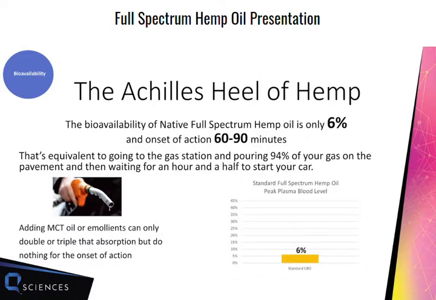Let's talk about the fifth and final pillar of full spectrum oil, which is bioavailability. I've saved the best for last. The Achilles heel of full spectrum hemp oil and hemp oil in general is bioavailability. Bioavailability of native full spectrum hemp oil is only 6%, and the onset of action is between 60 and 90 minutes.